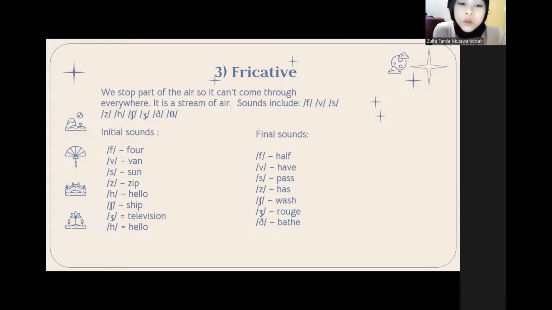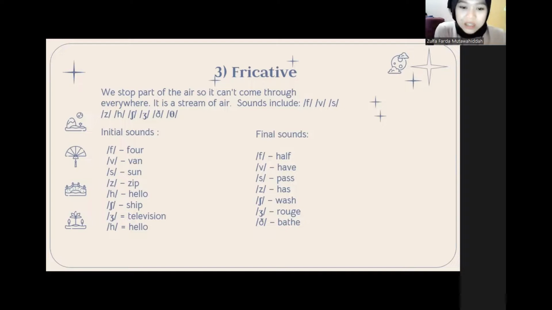Okay. For the example, initial sounds: f. The word is four. Air is forced through the upper teeth and lower lip. It becomes labiodental. Then v, and the word is thin. Air is forced through our upper teeth and tongue. So it becomes dental. And the sound is this.